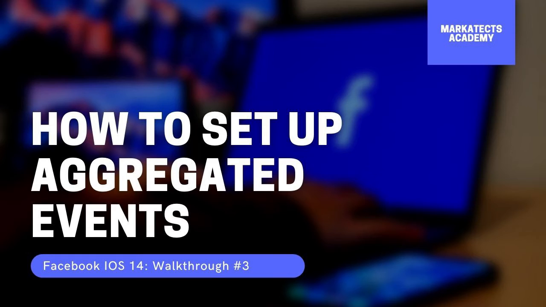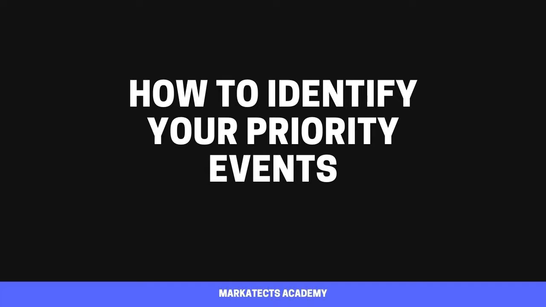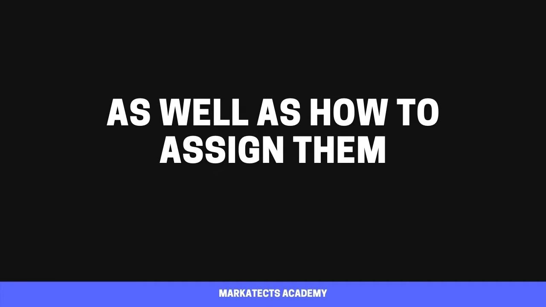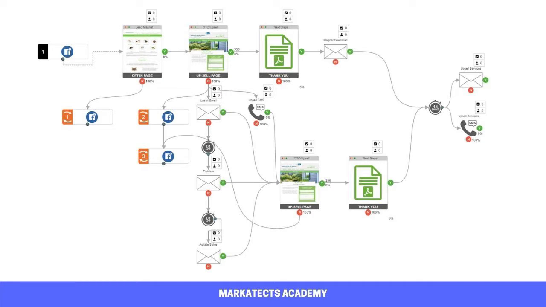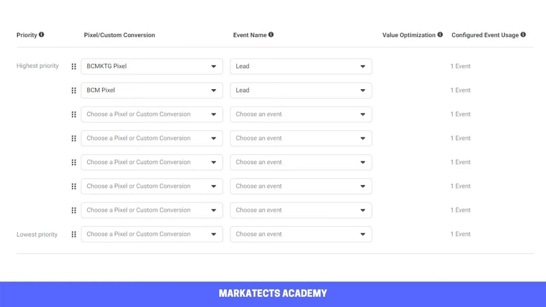All right, so in this video, we're going to go over aggregated events. So how to identify your priority events and how to assign them, as well as how to assign custom conversions, because that's another thing. It kind of varies based off of industry and what's important to you and what you're tracking in your funnels. So you only have 8 events that you can assign.